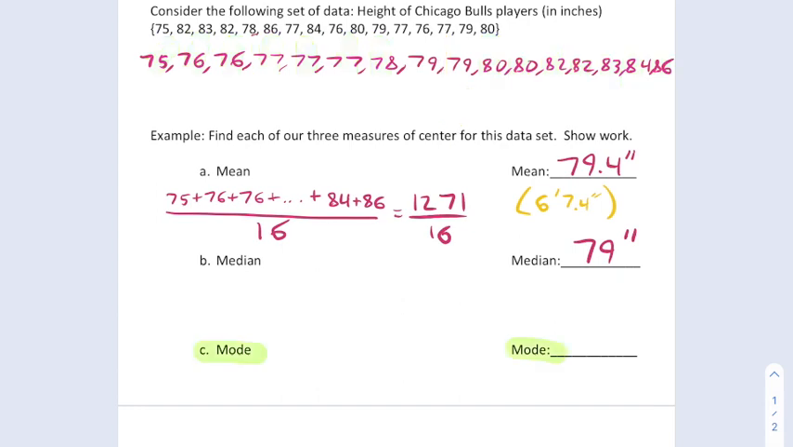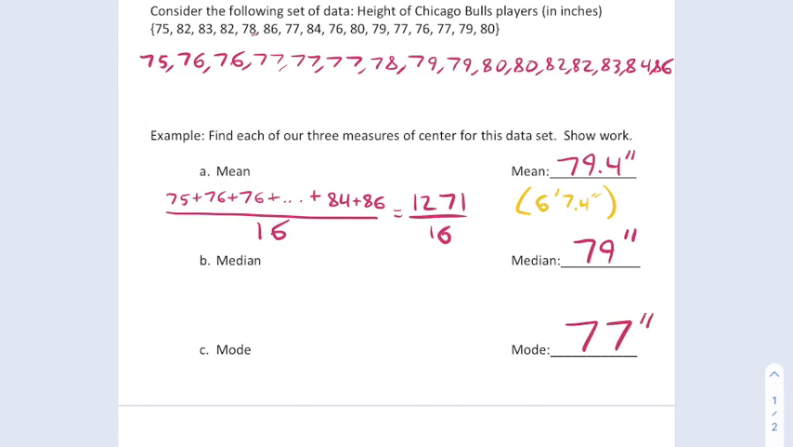Now as far as the mode is concerned, the mode is the number that repeats most often, which is a lot easier to figure out when you're in numerical order. I can easily tell that there are 2 76s, but there are 3 77s. Now 79 also repeats, but there's only 2 of them. 80 repeats, but there's only 2. 82 repeats, but there's only 2. So these 3 77s mean that 77 repeats the most often, and that makes it the mode. 77 inches would be the mode.